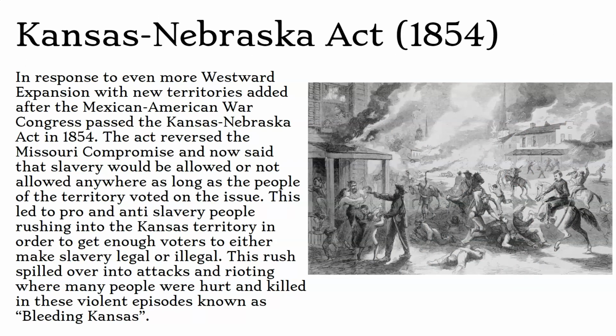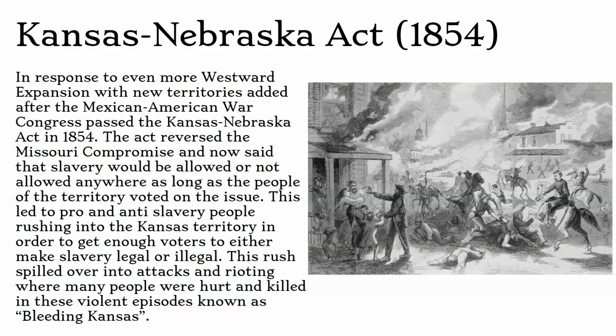The Kansas-Nebraska Act in 1854. So as we get closer to 1860, the events start to become more numerous. In response to even more westward expansion with new territories added after the Mexican-American War, Congress passed the Kansas-Nebraska Act in 1854. The act reversed the Missouri Compromise and now said that slavery would be allowed or not allowed anywhere as long as the people of the territory voted on the issue. This led to pro- and anti-slavery people rushing into the Kansas territory in order to get enough voters to either make slavery legal or illegal.